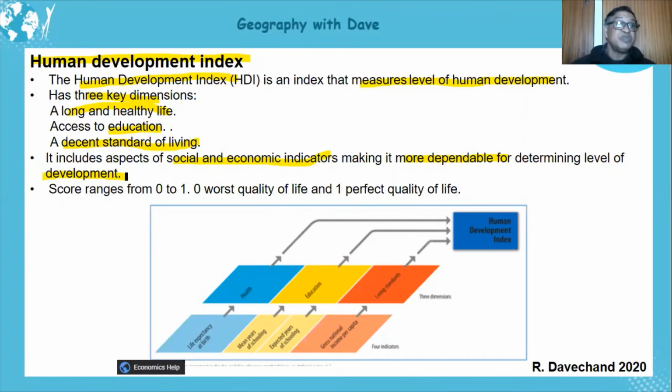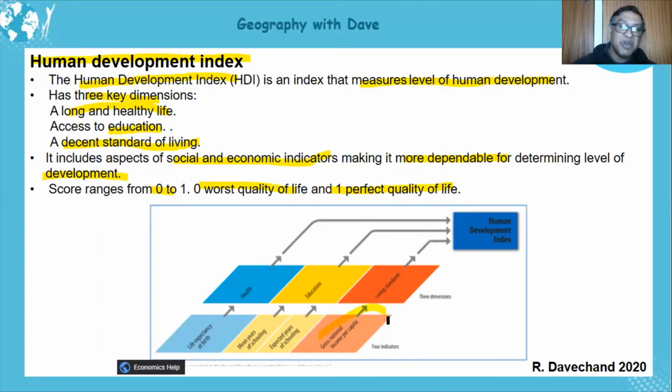Now watch out for this one. It ranges from 0 to 1. It works the opposite from the Gini coefficient now, with 0 being the worst quality of life and 1 being the perfect quality of life. Can you see it? It's opposite. Just be careful.